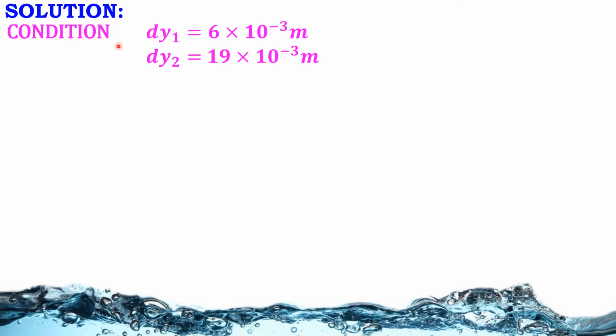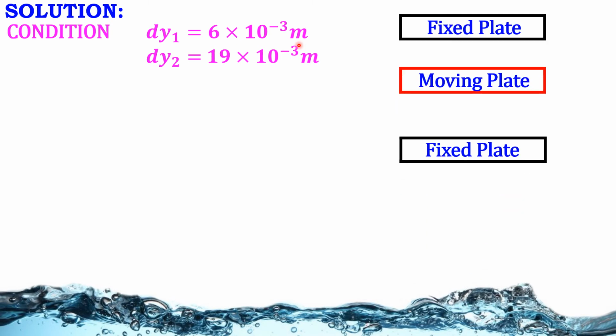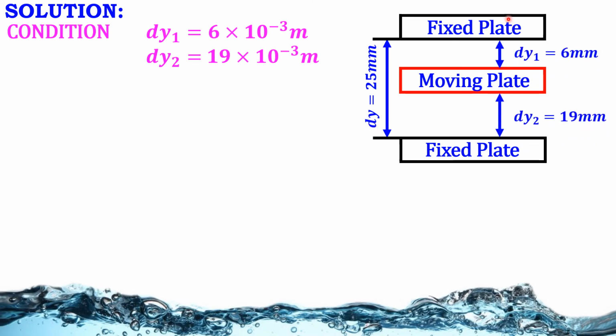Solution. They have given dy1 is equal to 6 mm, that is 6 into 10 to the power minus 3 meter. See, the distance between the two fixed plates is 25 mm. The distance between the top fixed plate and the moving plate is 6 mm, given in the problem. Therefore, the distance between the bottom plate and the moving plate will be 25 minus 6, which is equal to 19 mm. Therefore, dy2 is equal to 19 into 10 to the power minus 3 meter.